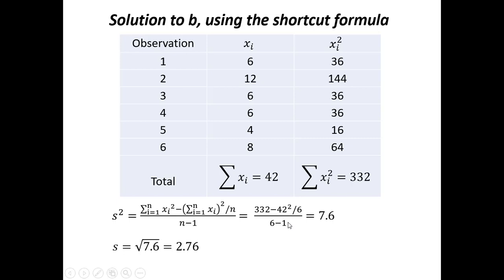So we could work this out, and you'll see you get 7.6 once again, which matches our result from Part A. And the standard deviation is the square root of 7.6, which is 2.76.